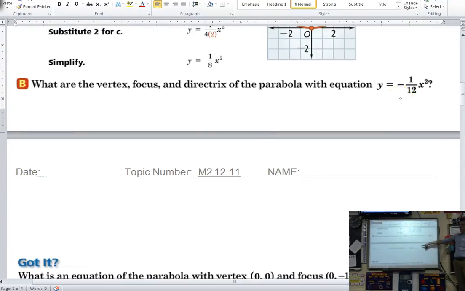This should have been at the top of this page. So the vertex, focus, and directrix of this parabola. So now if we're given the equation, go ahead and write this down in the open space on the back. We have y equals negative 1/12 x squared. By this not having a b value and not having a c value, what's up?